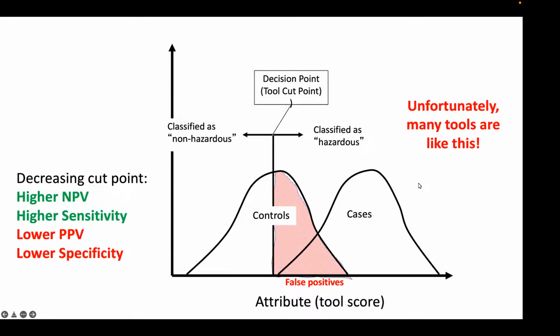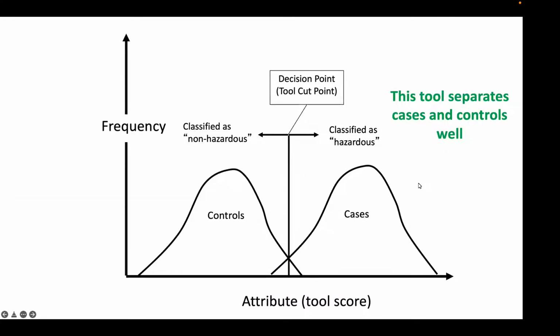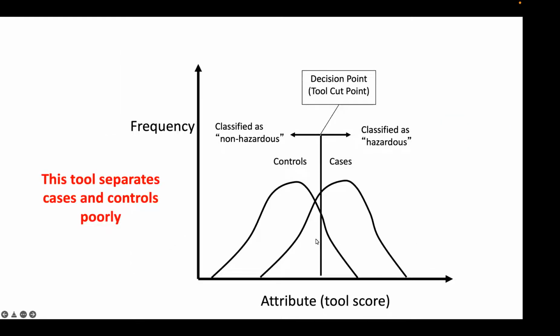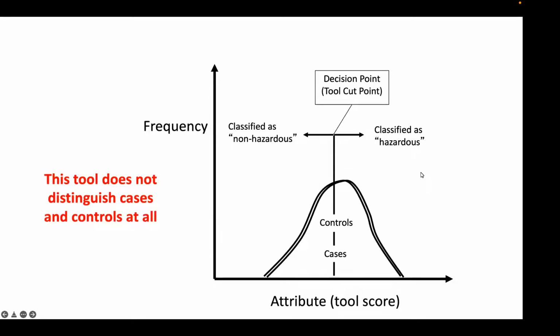to hurt people. Now, if we look at this, all I've done is separate the distributions a bit more. And you can see here that this would be a pretty good tool. There's very little overlap. Whereas this would be a poor tool because there's very poor differentiation between the two. And this would be a tool that's like flipping a coin. It doesn't really give you any information at all.